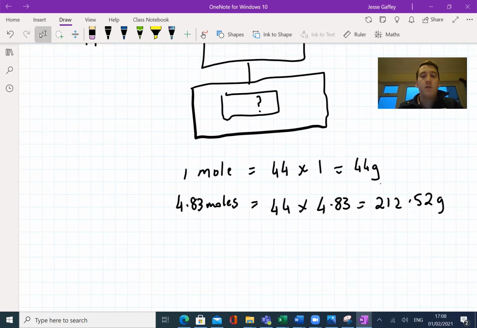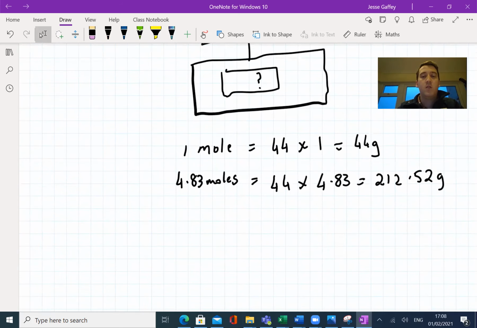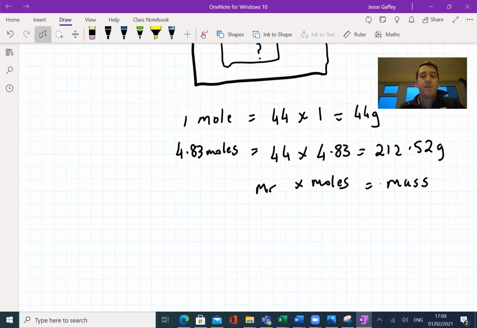Okay, so that's given me a formula to work out the mass. So it looks like this so far. What I've got is mass equals MR times moles. Take my MR and multiply it by the number of moles I have to get the mass. This actually isn't the way scientists write it.